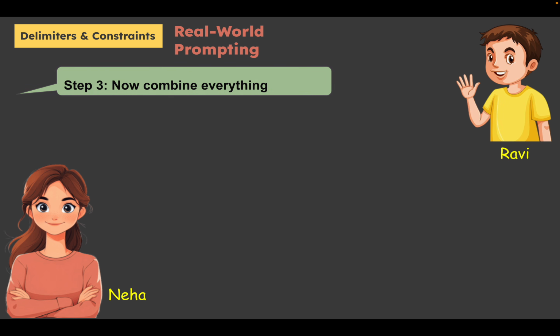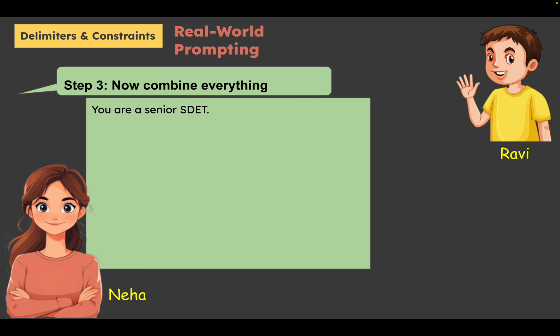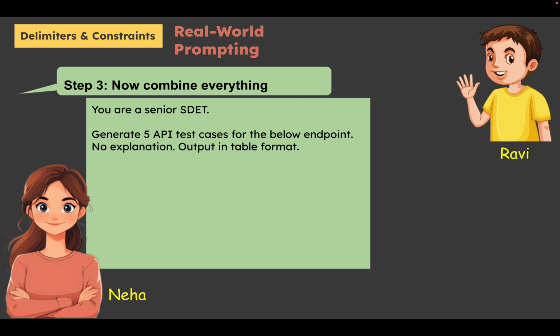Okay. Now, step 3, now let's combine everything. So we say you are a senior SDET. Here we are adding the role prompting or persona that we have learned in the last sessions. So we also give a role that think like a senior SDET or think like a senior automation QA. So it will again help AI a lot, because now it has to only search in some fixed data sets and not search everywhere. Then we say generate 5 API test cases for the below endpoint, and we also add constraints that only 5, no explanation, output in table format, and then we give the delimiters and our exact data.